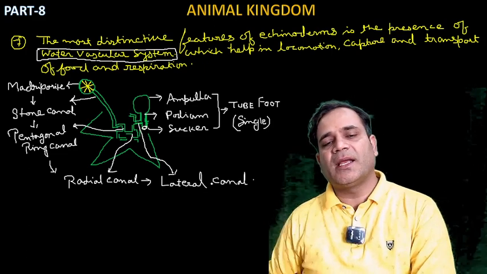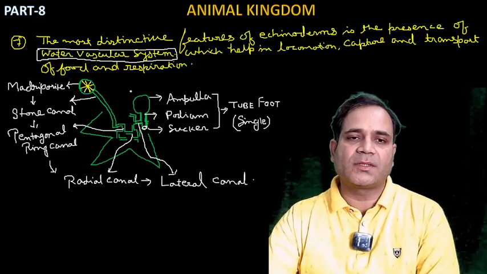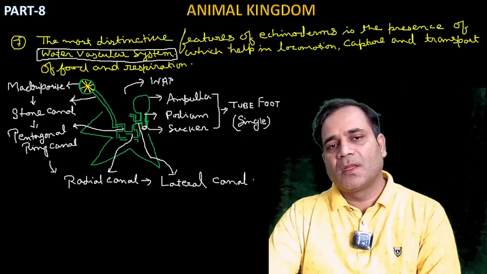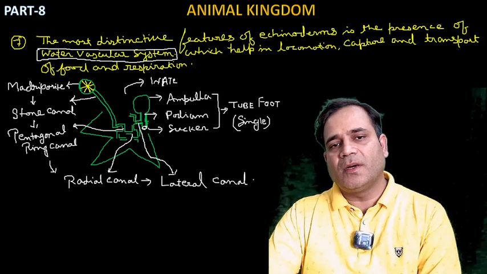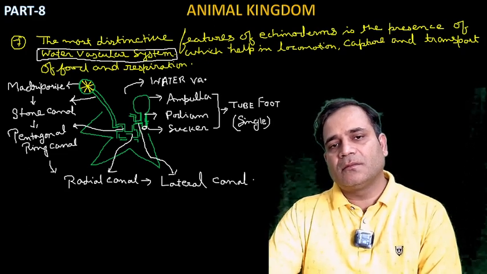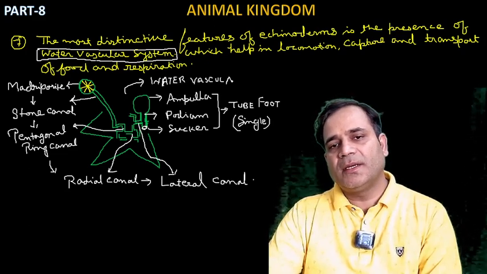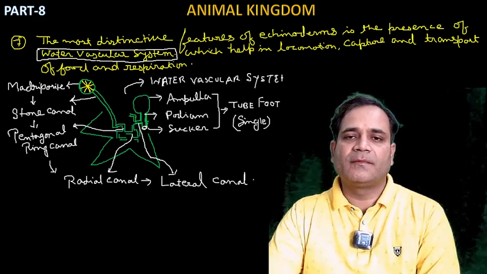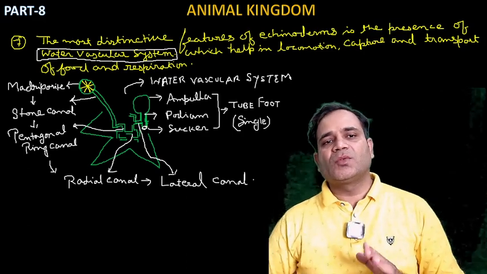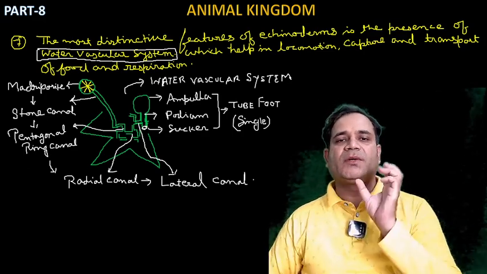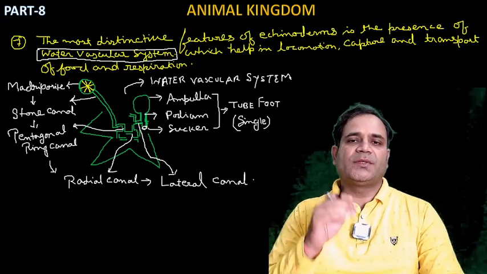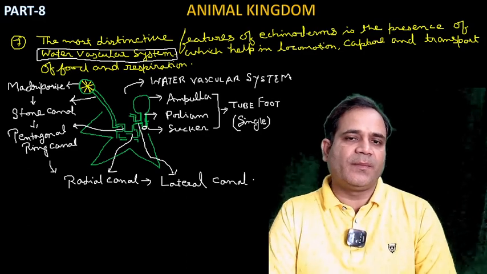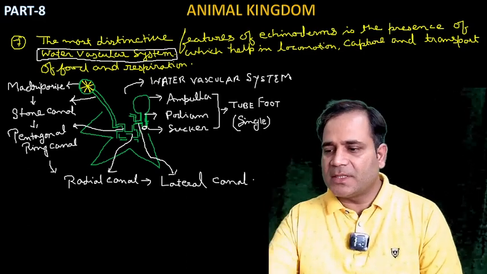See, this one is the diagram of what? Water vascular system. Is that clear? So this one is the water vascular system, which is the distinctive feature of phylum Echinodermata, which is responsible for locomotion, capture and transport of what? Food material. Okay. So this thing is clear.